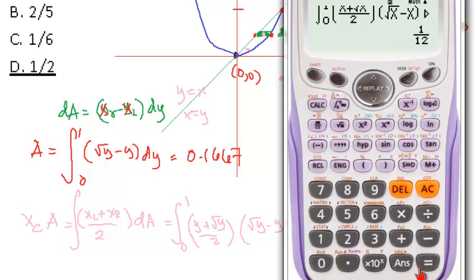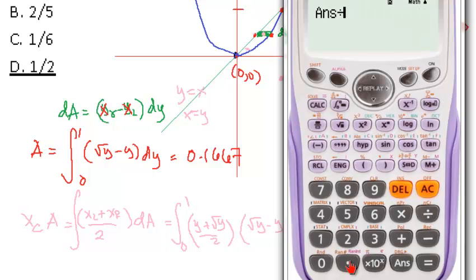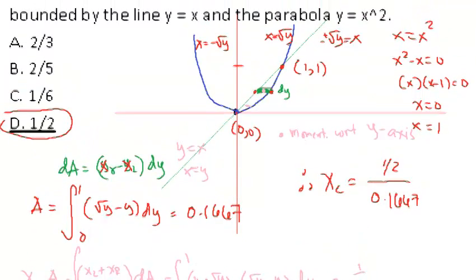Okay, this will give me 1 over 12. That's my Xc times A. Therefore, Xc is 1 over 12 divided by A, which is 0.1667. And what does that give me? 0.5, or that's close to 1/2. Okay? Do you follow? Most likely that's it.